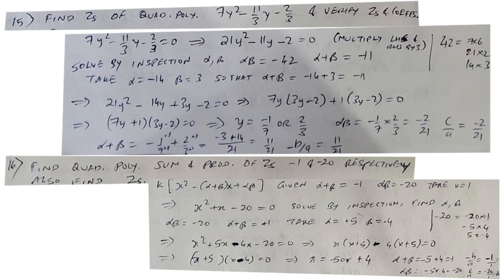Okay, because there is no reason to take anything else. So when we do that, we get x squared plus x, because minus of minus 1 gives you plus 1, and alpha beta minus 20 is equal to 0. Now we need to solve this by inspection.